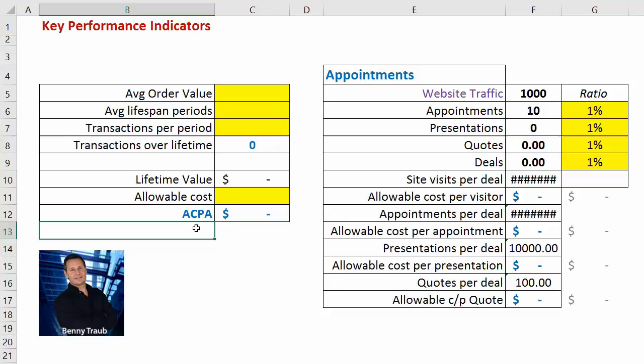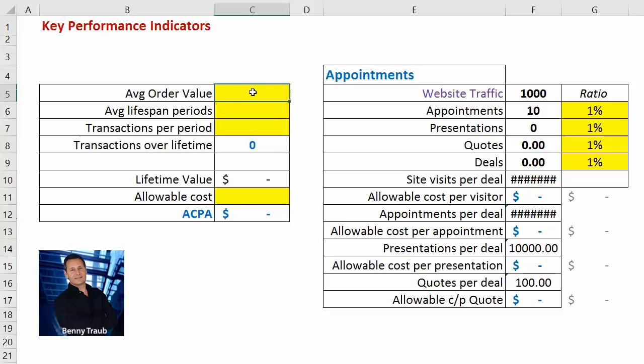And if you're a charity, you'll be, of course, talking about donors. And if you're a brokerage house or something like that, you'll be talking about investors. But for the purpose of our exercise, we'll call these clients. Allowable cost per new acquisition of new client, that's the number we need. And that number will help us in the future. And I'll show you in a minute how.